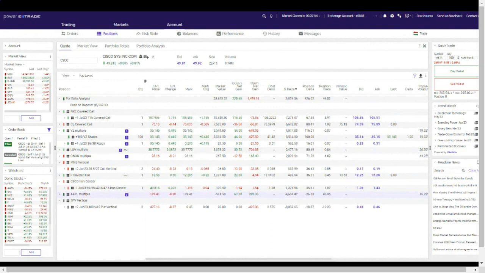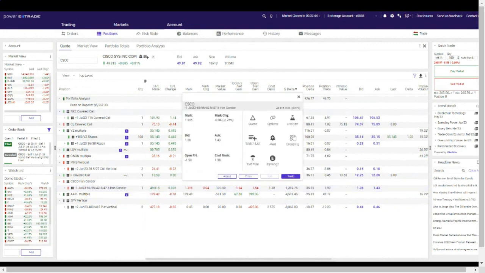Now, at Power E-Trade and as a trader, I'm actually not thinking of this trade as an iron condor, even though that is what it is, in fact. And I want to look at them separately. I want to look at a credit call spread and a credit put spread. So I clicked on the line, and it brought up this action box.